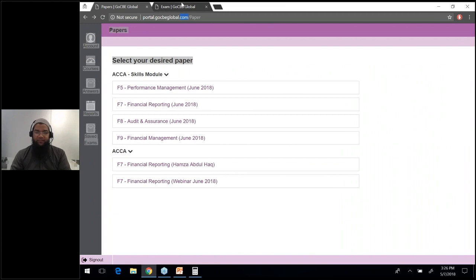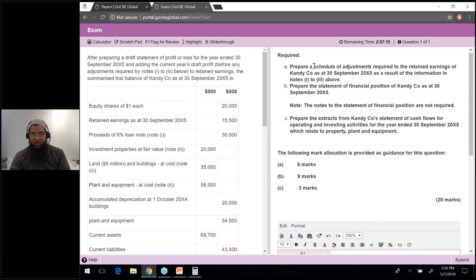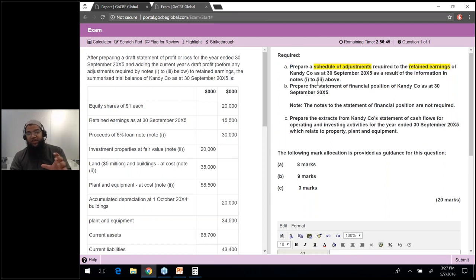Okay, so now we are starting the exam. Now I'm going to start the question from the requirement. Requirement is prepare a schedule of adjustments. In the exam, you're going to have an option to highlight the important areas. So I'm highlighting this, that my work is to schedule the adjustments required to the retained earnings of Candy Company as at 30th September 20x5 as a result of the information in notes 1 to 3 above. So we need to prepare a schedule of adjustments where we are going to recalculate or adjust the retained earnings.